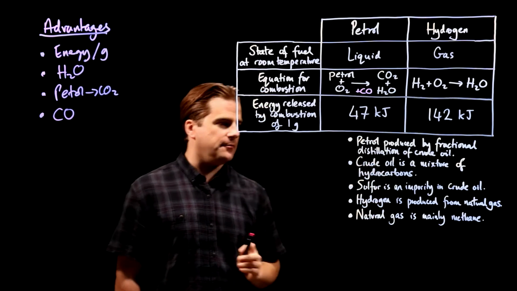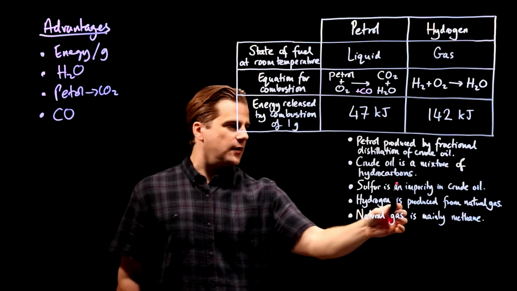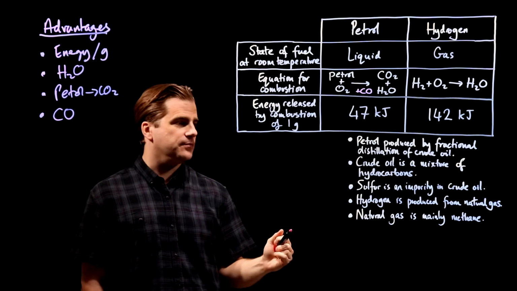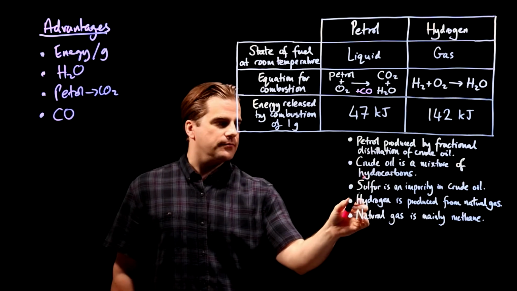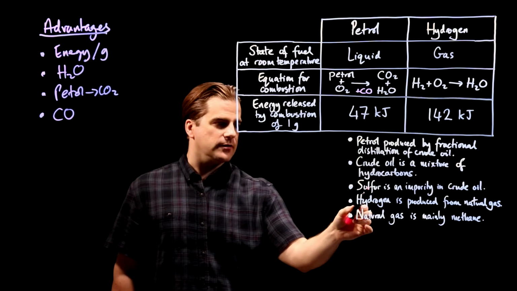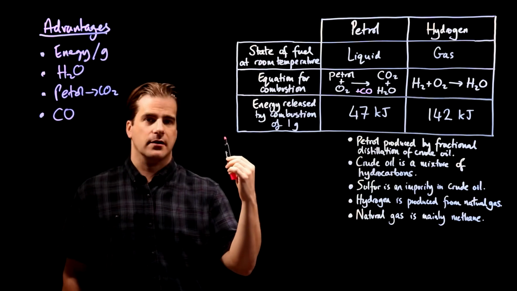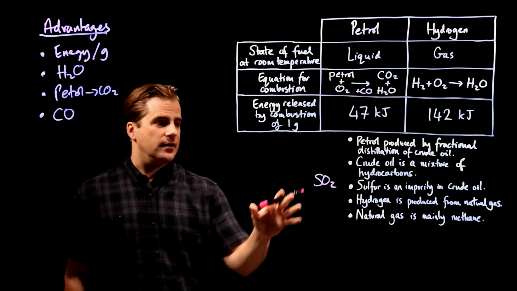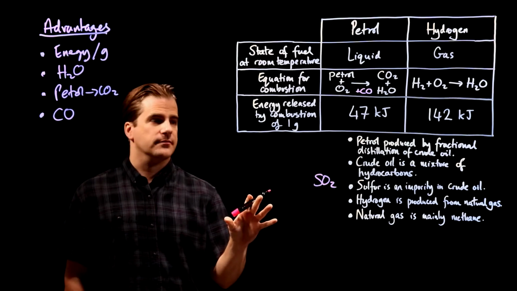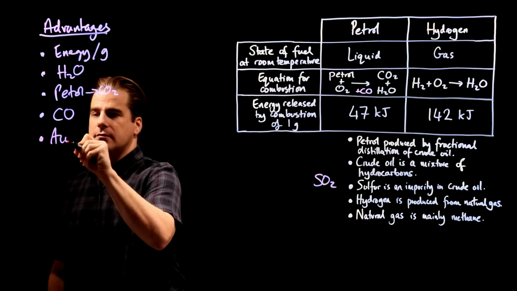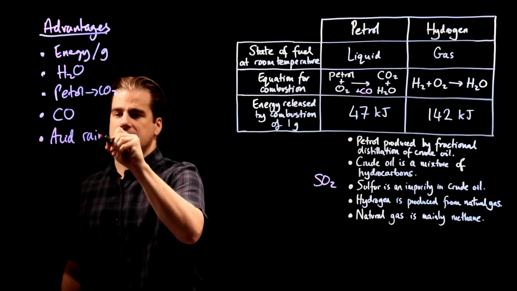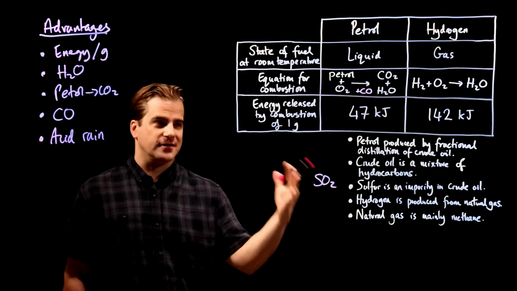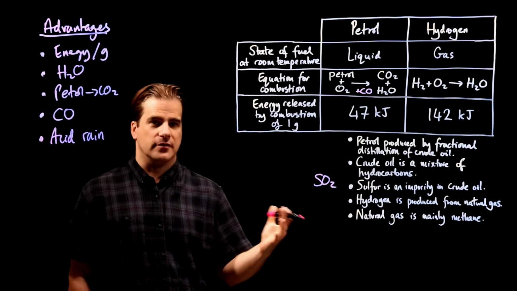So, what have we got here? Well, they tell us that sulfur is an impurity in crude oil, and petrol is produced by the fractional distillation of crude oil. So, the fractional distillation of crude oil, because sulfur is an impurity, it leads to sulfur dioxide in the atmosphere, and that leads to acid rain. So that's another good reason to use hydrogen instead of petrol, because acid rain is harmful to the environment.